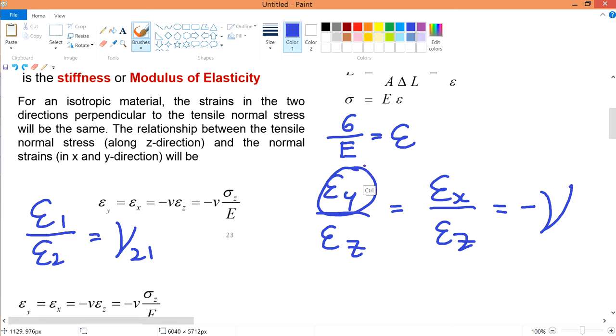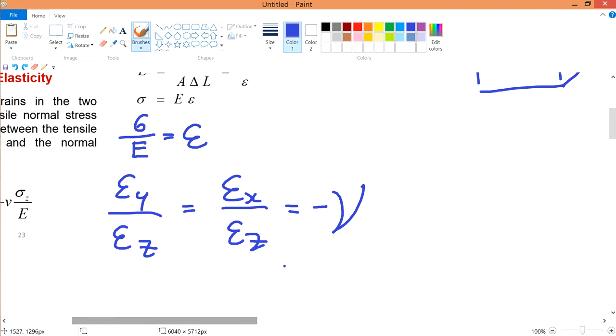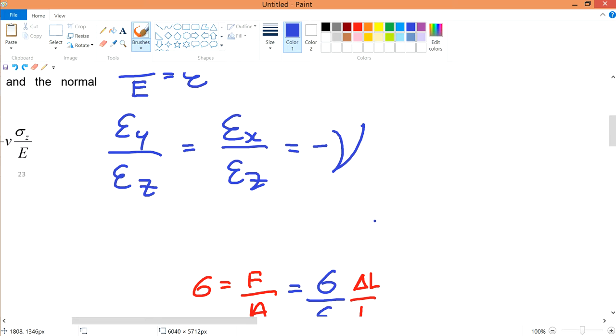Alright, so knowing that my Y and the X are in the same direction, in the same strain, having the same amount of strain, then I would say that I can simply take this strain in the Z direction and substitute it into here. So this is what we have. Alright, let's do it individually.